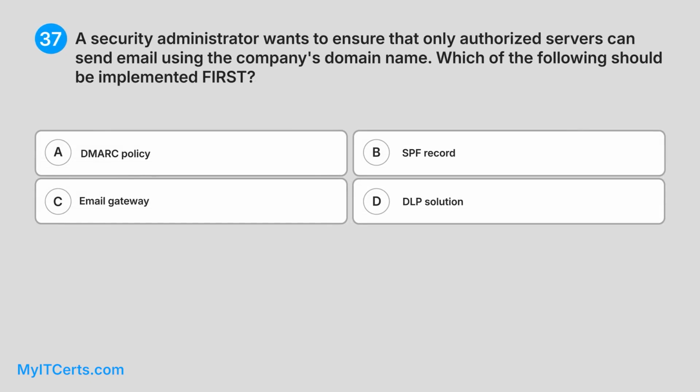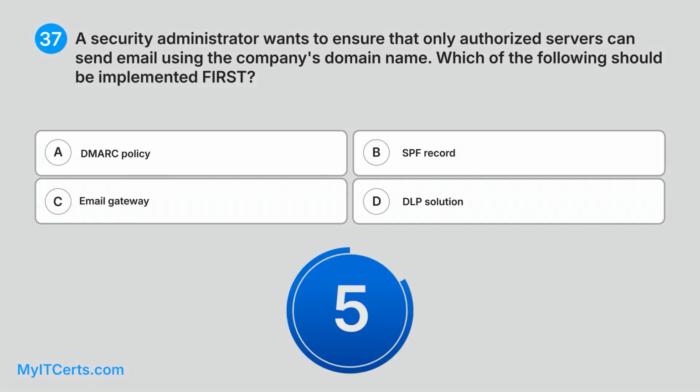(37) A security administrator wants to ensure that only authorized servers can send email using the company's domain name. Which of the following should be implemented first? A. DMARC policy. B. SPF record. C. Email gateway. D. DLP solution.